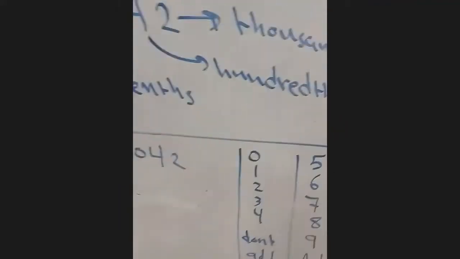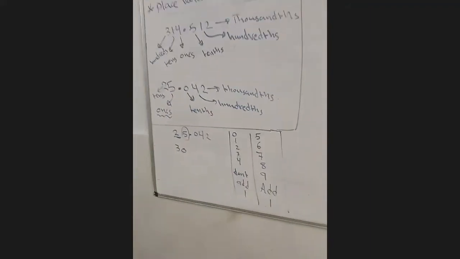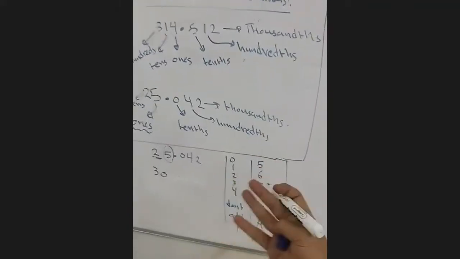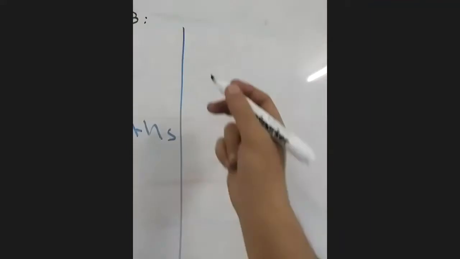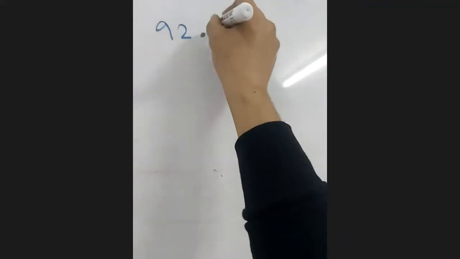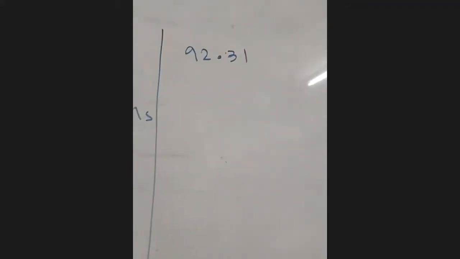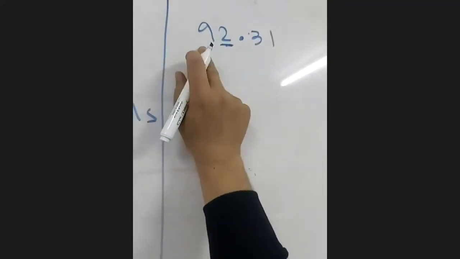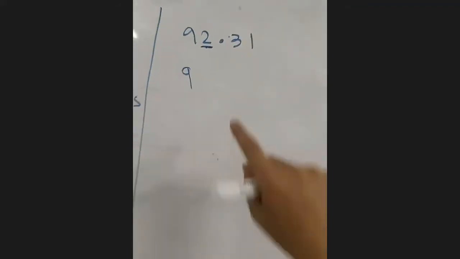Let's take another example, guys, and just pay attention here. We took place value and we took how to round before, so we are remembering, okay? Now, for example, if I want to round 92 decimal 31, and I want to round this 2 here. This 9 has no relation now. The 9 is still 9. I want to round this 2.